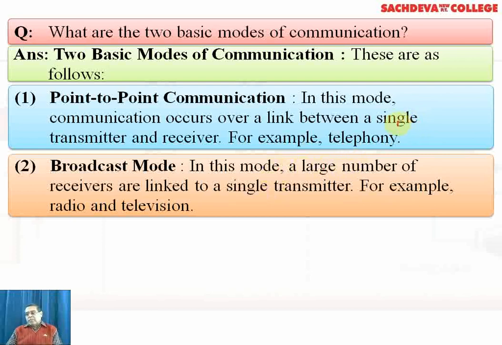So in case of broadcast mode, we will find that there is a transmitter, but that transmitter is connected to many receivers. For example, radio and television. Because for the radio and television broadcast, there must be a broadband. That is, there must be many frequencies operating simultaneously.